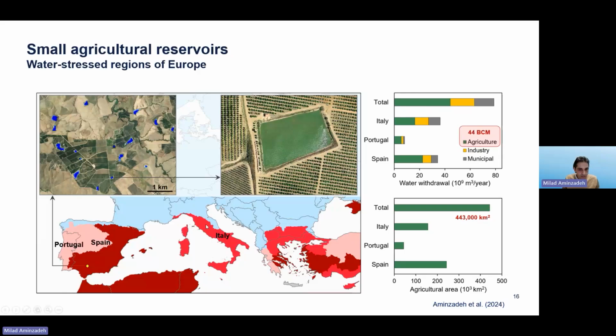In particular, we focused on Italy, Spain, and Portugal, with a very high level of food production. These three countries together have around 440,000 square kilometers of agricultural area with also very high water withdrawal. Together, the water withdrawal in the agricultural sector of these three countries is around 44 billion cubic meters of water.